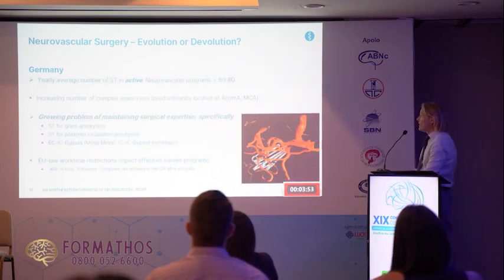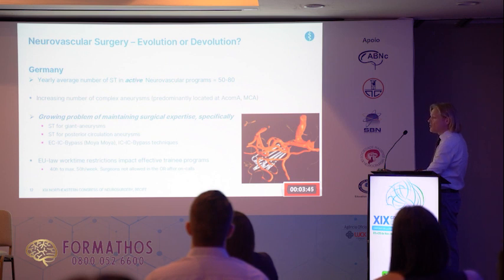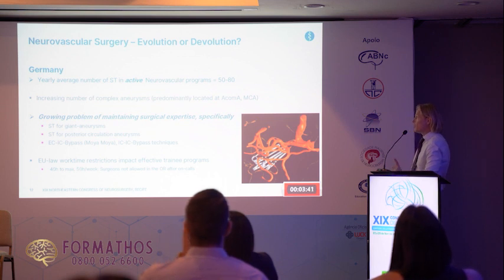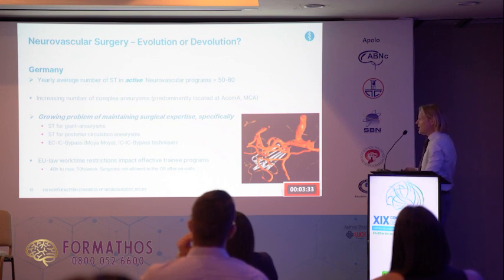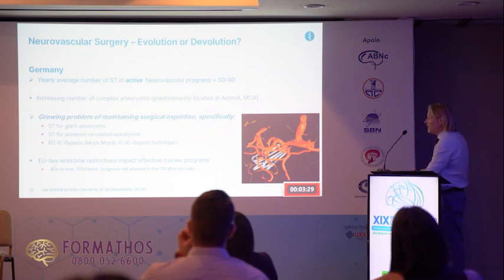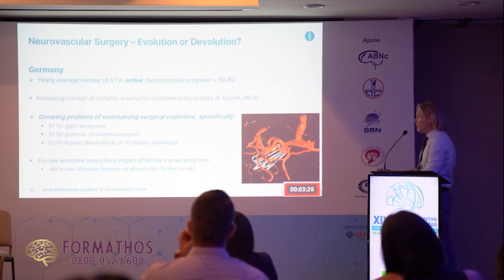So the yearly average number of surgical therapies for intracranial aneurysms in active programs is around 50 to 80. So 50 to 80 aneurysm surgeries per year per department, with an increasing number of complex aneurysms predominantly located at the anterior communicating and middle cerebral artery. And the growing problem is that of maintaining surgical expertise, specifically for treating giant aneurysms, posterior circulation aneurysms, and bypass techniques for different pathologies.